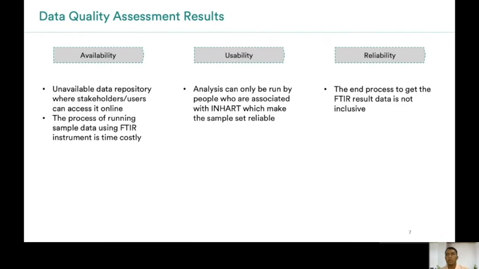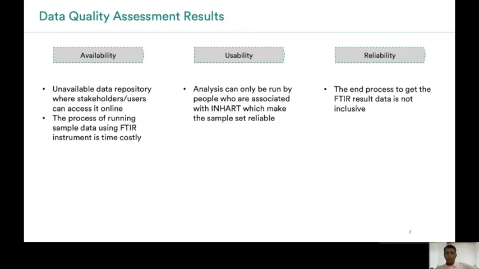So the third one is reliability. The end process to get the FTIR result data is not inclusive. This happens because the researchers need to run several experiments in order to get a high level of accuracy. And there is no assessment being done yet for the accuracy of the data, because the results actually depend on how the sample is prepared. The pre-processing of sample objects fully depends on how cautious the researchers are in following the SOP.